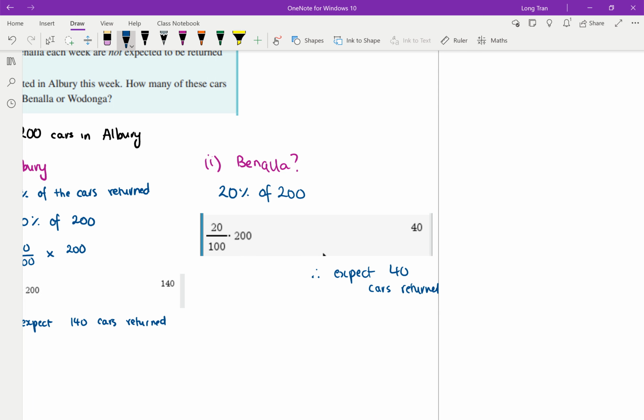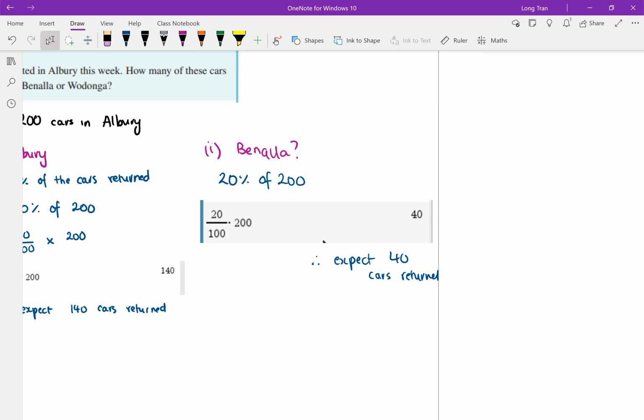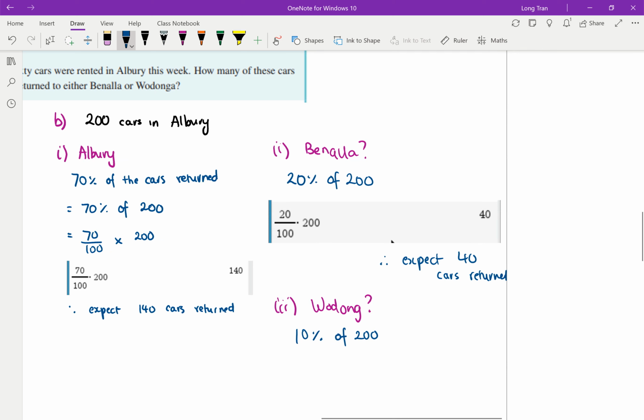And then similarly in triple I, it was back to Wodonga, wasn't it? Which we figured it was 10%. If you're wondering how I knew 10% is because 70 plus 20 plus 10 has to add up to all the possible options. So it's 100%. That's why I knew it was 10%.